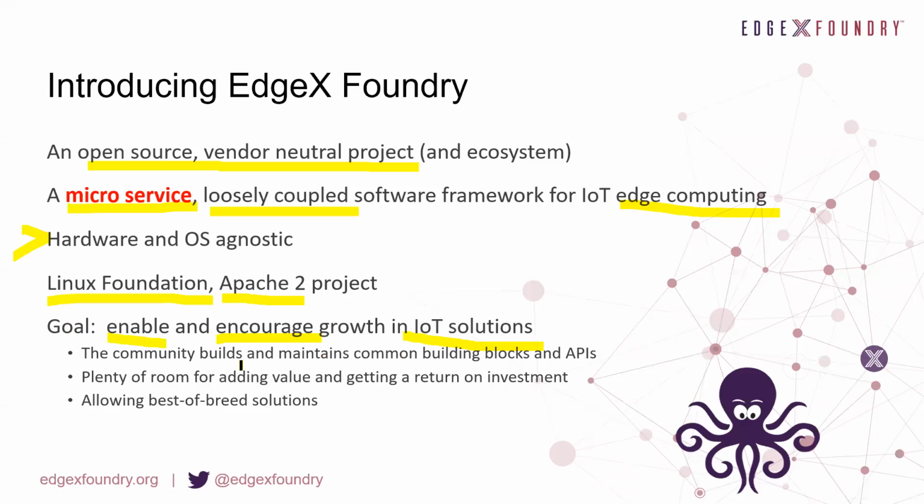And do that with a community, meaning that we're really focused on things like interoperability, making sure that each of us are building blocks that work with one another. Plenty of room for adding value. Again, that goes to our Apache 2 license. Plenty of room to make a return on investment, again, with regard to the Apache 2 license. And where possible, trying to bring in the best of breed solutions.